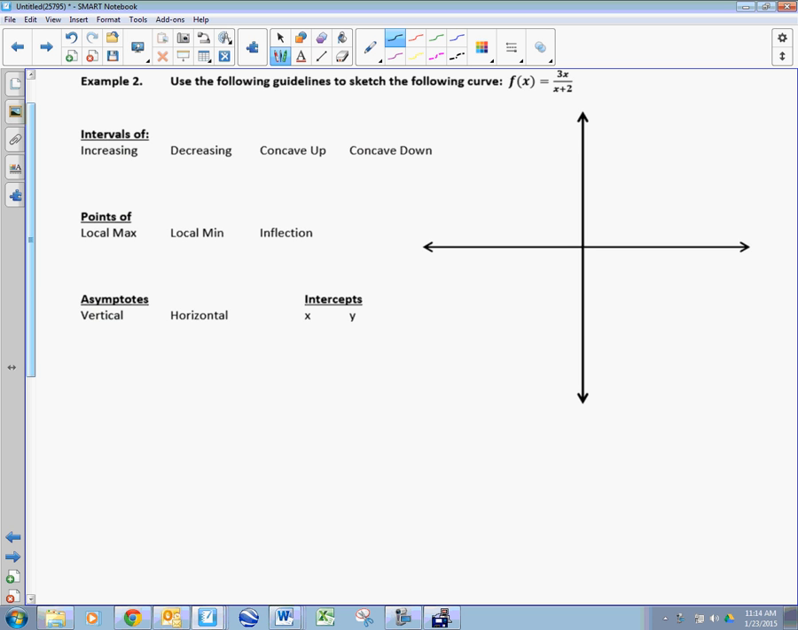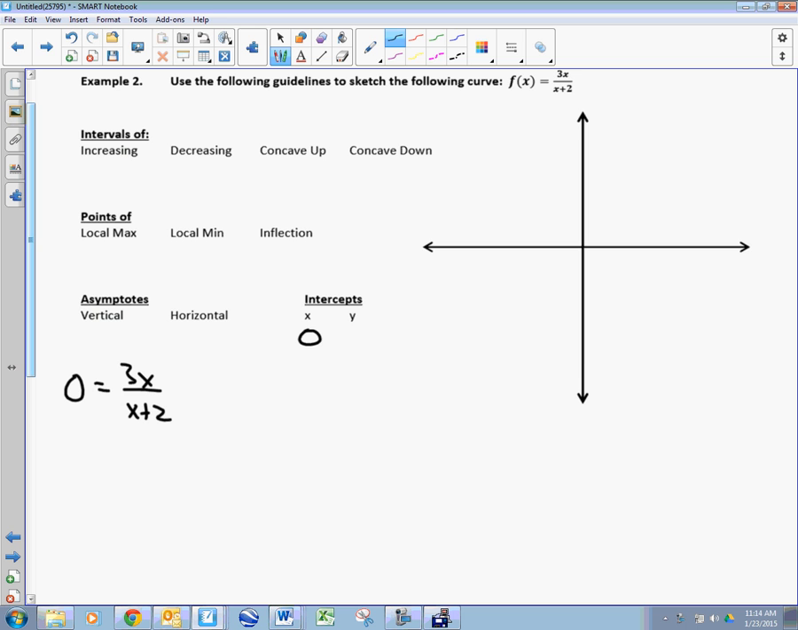The x-intercept occurs when the function is equal to 0. So 0 equals 3x over x plus 2. True or false? When the top is equal to 0, the whole thing's equal to 0. True. Where is the top equal to 0? At 0.